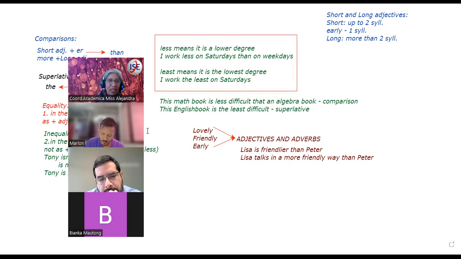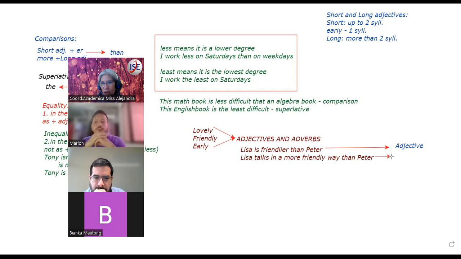Why? Because they are, as they say, those exceptions in the language in which the same word can behave like an adjective because it describes the person, and as an adverb, it describes the action, in this case, talking.